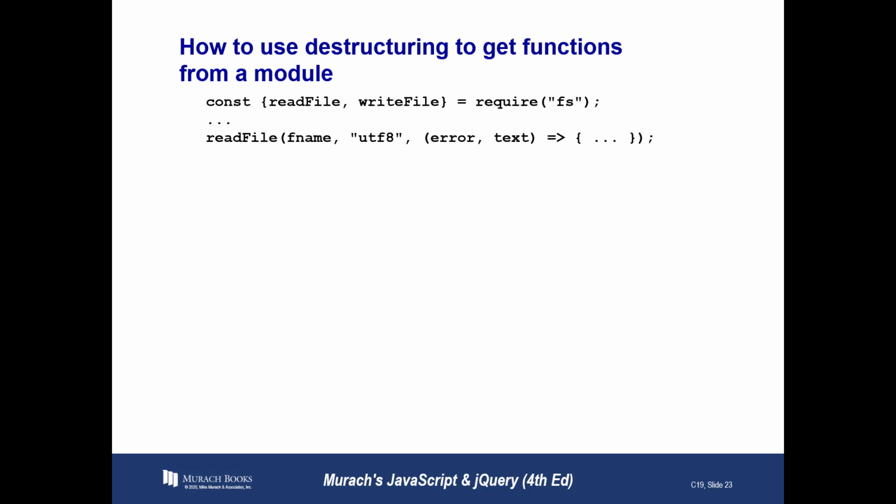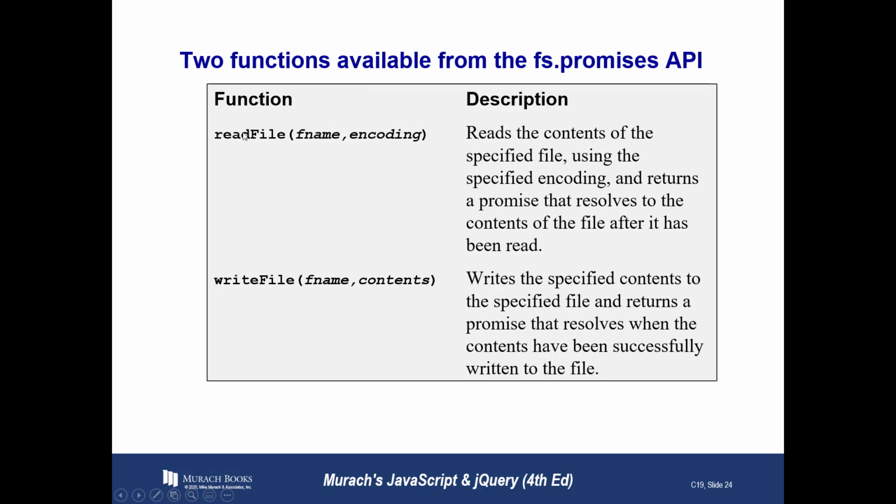This is known as function destructuring in here. We're going to get into that more in the AWD 1111 class. Two functions available from the fs.promises API. As it says, there's a read file and a write file. Read file reads the contents using the encoding that you're using. Returns a promise. A promise simply is something that's in one of three states. Either it's been accepted, it's been rejected, or it's in a wait state.